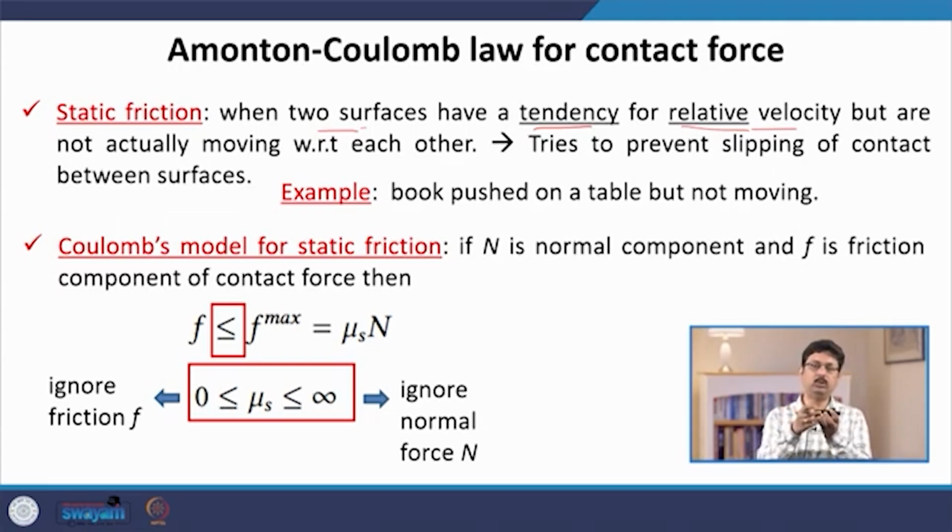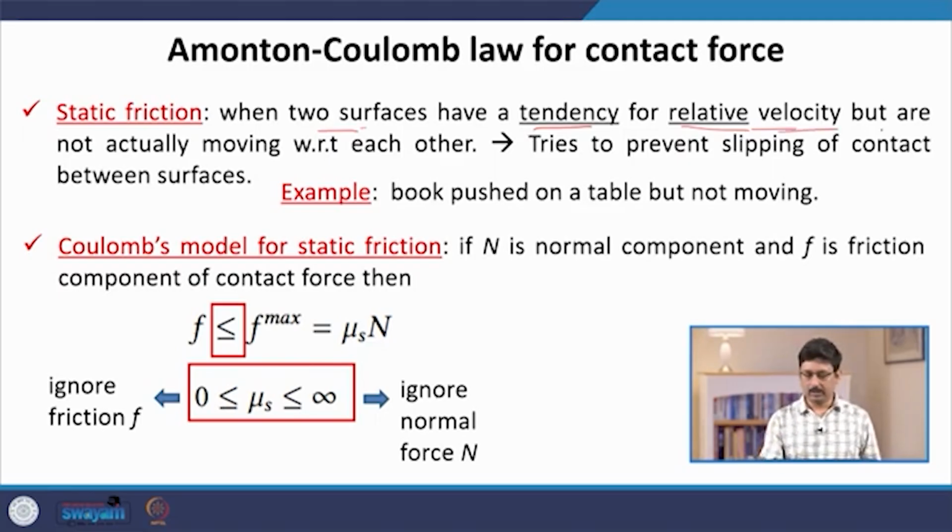So, they are both moving with the same horizontal velocity if you are observing them standing on the road, but there is no relative velocity, it is 0. If the relative velocity is 0, then there will be no frictional force. This is crucial to remember.